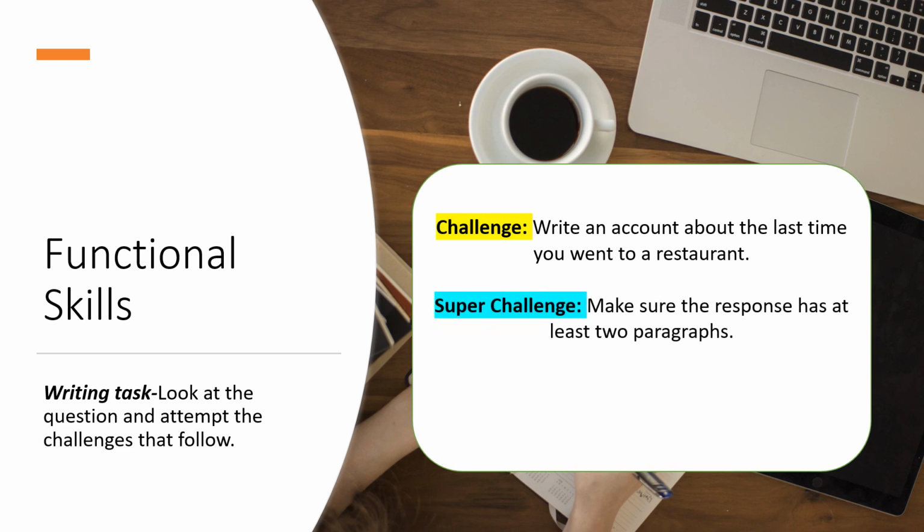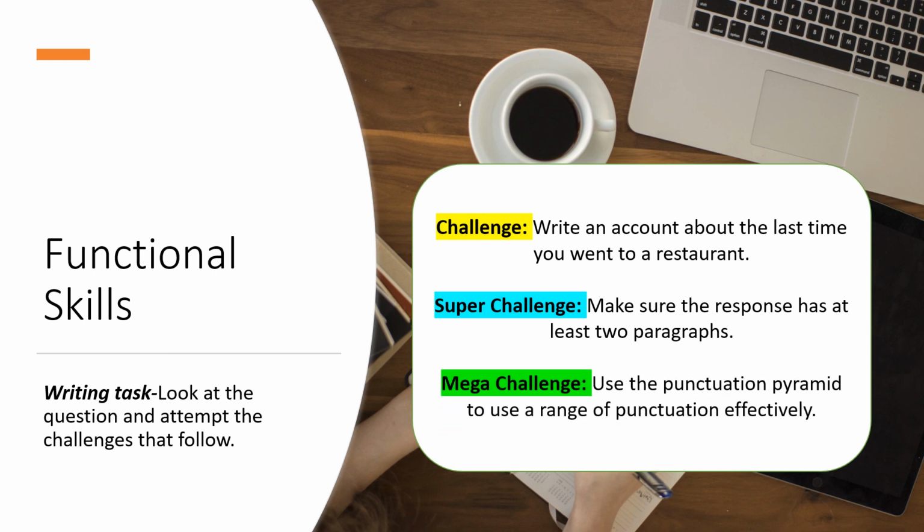The super challenge. Make sure the response has at least 2 paragraphs. So we've got to get into that habit of naturally writing in our paragraphs. And the mega challenge, use the punctuation pyramid to use a range of punctuation effectively. And again, if you're someone who doesn't use a lot of punctuation, it's really important that you get back into that habit of using it, especially if you're going to think about going on to level 2 or even GCSE English as well.